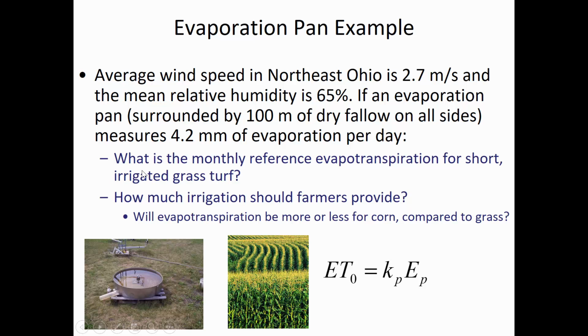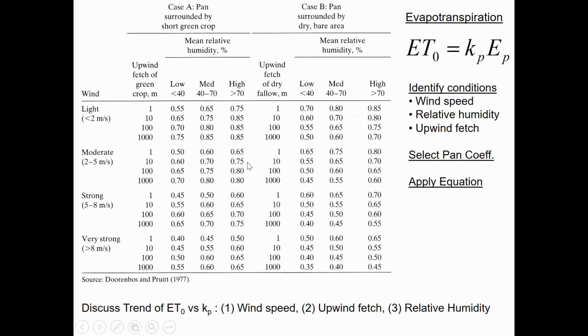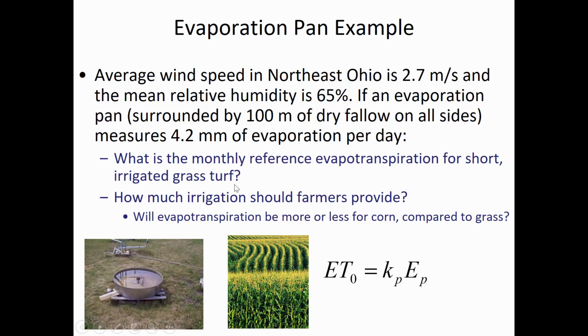So the 2 questions we're asking are, what's the monthly reference evaporation for short irrigated grass turf, which is what this table is for, and then second, how much irrigation should farmers provide? All right. So once you copy down this info, I'm going to move back to the previous table so you can find the pan coefficient that you need.